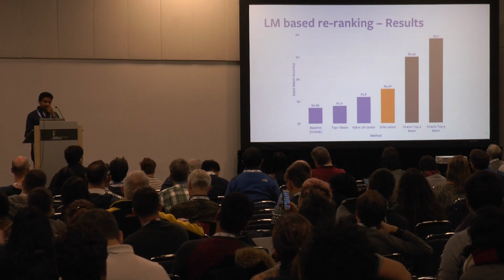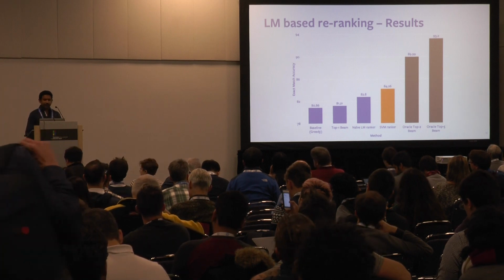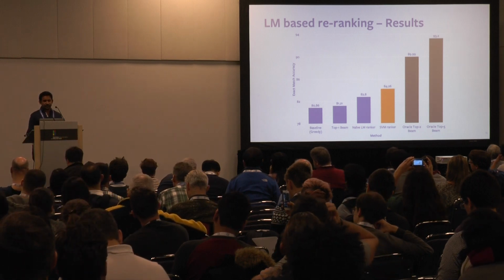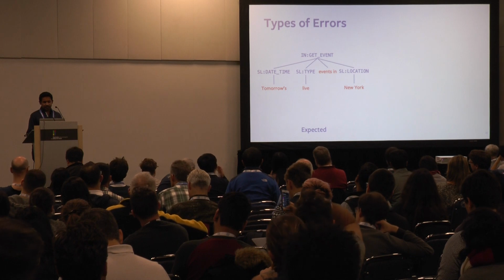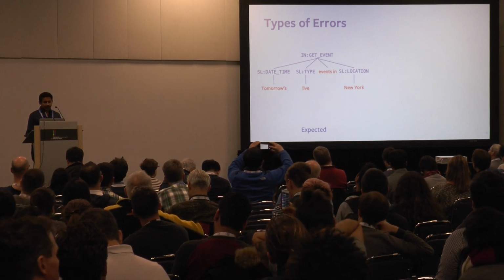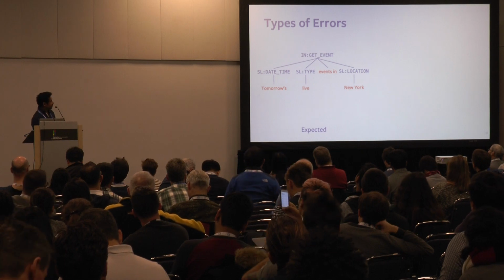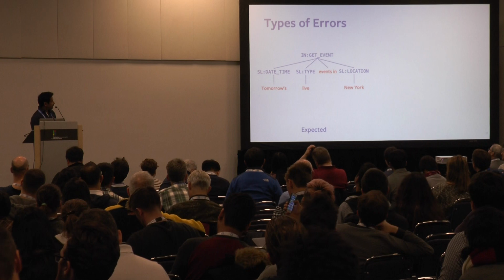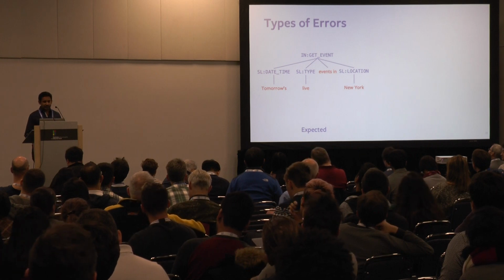So we tried all these different methods, and we still were not satisfied. We were like, what types of errors are the algorithms making? So we went deep into that and looked at the different kinds of errors and tried to taxonomize them. So if you have an example like "tomorrow's live events in New York" with the corresponding parse tree here, there are different kinds of errors you could get in such a parse tree.